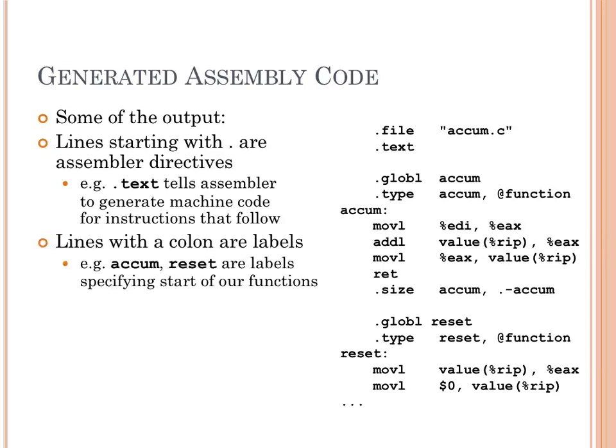Now, anything with a colon is a label. So accum, remember, that was the name of one of our functions. Reset is the name of another one of our functions. And you'll also notice that these things have a .global for them, saying, hey, this is a symbol that somebody may want to use from outside this file.